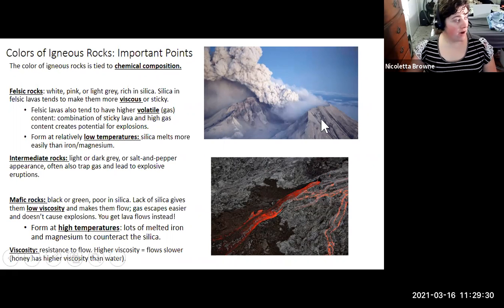And felsic rocks, like the rocks making up the cone of Mount St. Helens here, are going to be usually white, pink, or light gray and rich in silica. And the important thing about the silica content in a volcanic context is that the silica gives them higher viscosity. And viscosity is a measure of how much a fluid resists flow. It can kind of be thought of as the thickness of a fluid, even if it's not literally how thick it is as a reference to the ground.